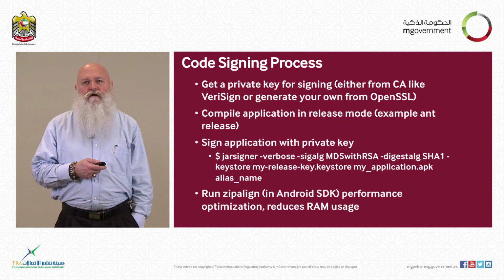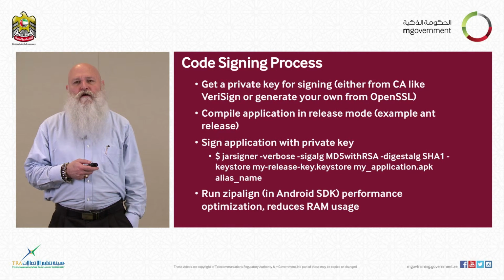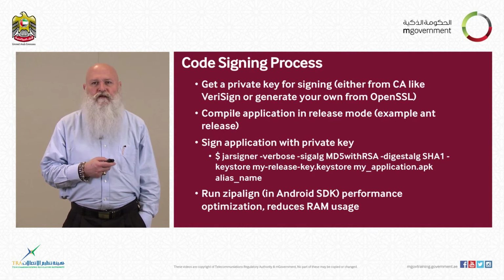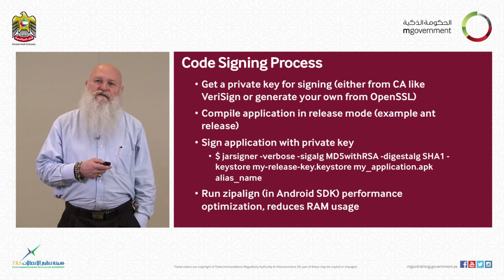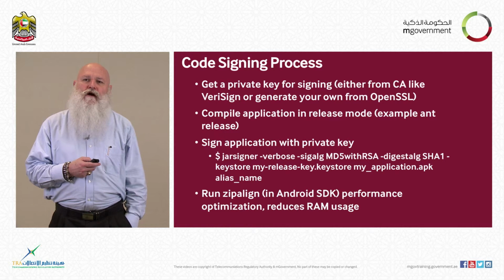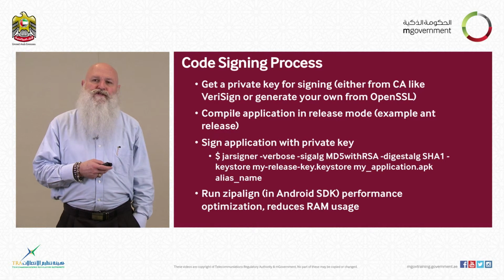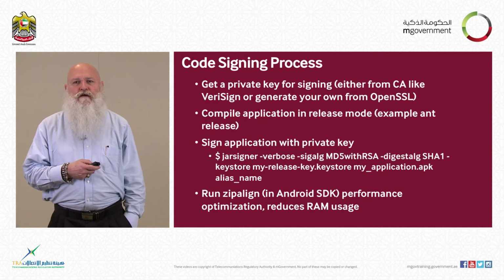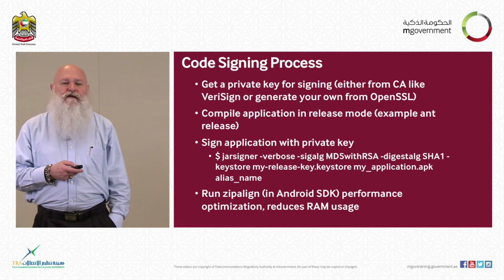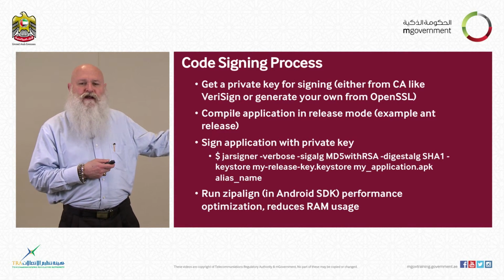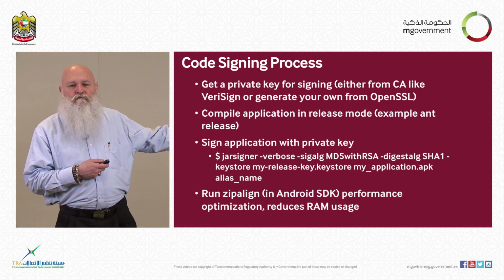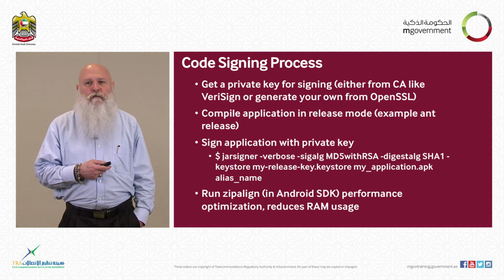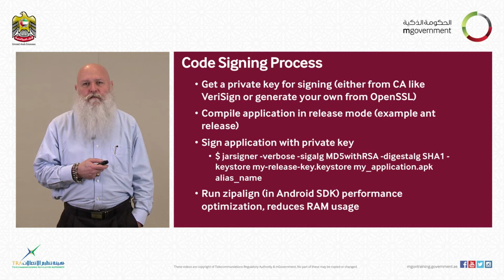All application code on the Android system, and for that matter, the other operating systems under our consideration, must be digitally signed. The mechanism is to obtain a digital certificate or a signing key from either a public certificate authority or to generate your own using something like the OpenSSL library. The application is compiled in release mode and then signed. This is the command line to sign an application with the private key. And then finally we run zip-align in the Android software development kit for performance optimization and to reduce the RAM usage.